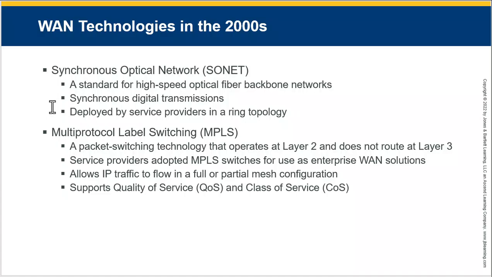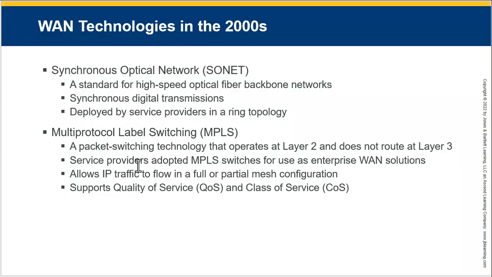Okay, and this is just a little bit more about SONET: high-speed fiber backbone, synchronous digital transmissions. Now, with SONET, the transmissions were regulated by the atomic clock out in Colorado. So all stations that were in the SONET network were on the exact same time. So it used time synchronization to divide up its packets.